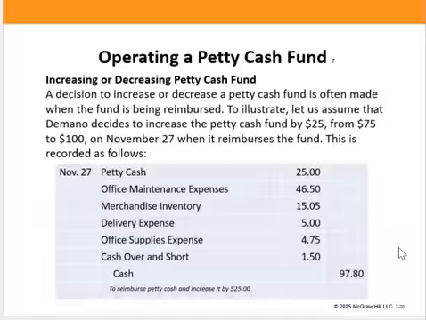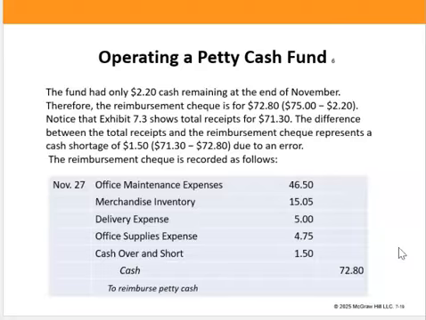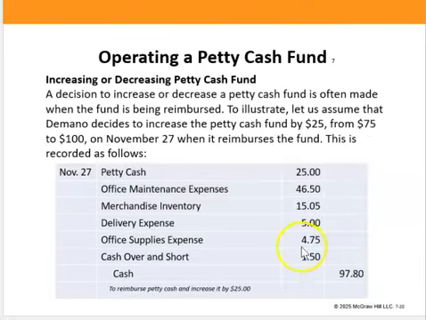But if you're going to combine it with the entry that you made here, we're going to put another debit called petty cash, $25, and then the amount of cash that we need to reimburse the petty cash fund is actually $97.80.